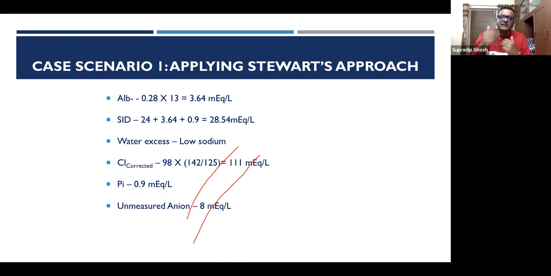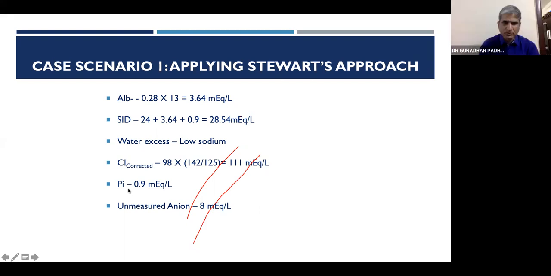The corrected chloride is the chloride which is there, into the normal sodium divided by the current sodium. This is how you calculate the corrected chloride, and the corrected chloride is around 111, which is much more than the normal chloride of 102. So you have a SID which is low because of both low sodium and high chloride, which is exactly counterbalanced by low albumin and low phosphate.